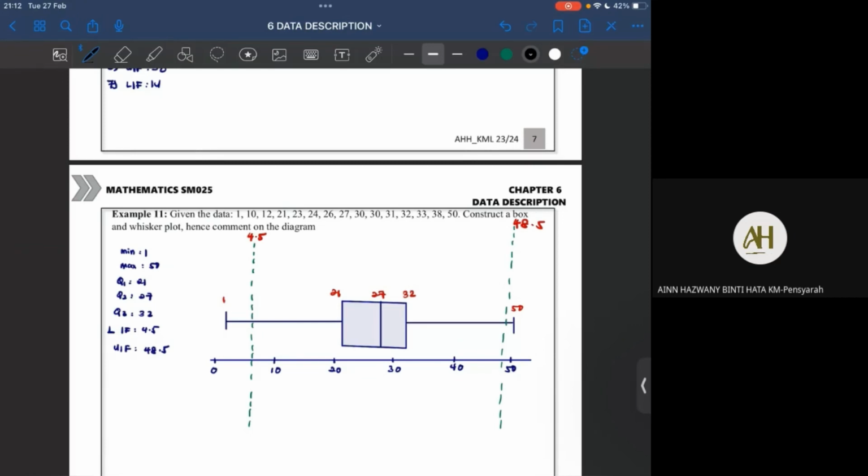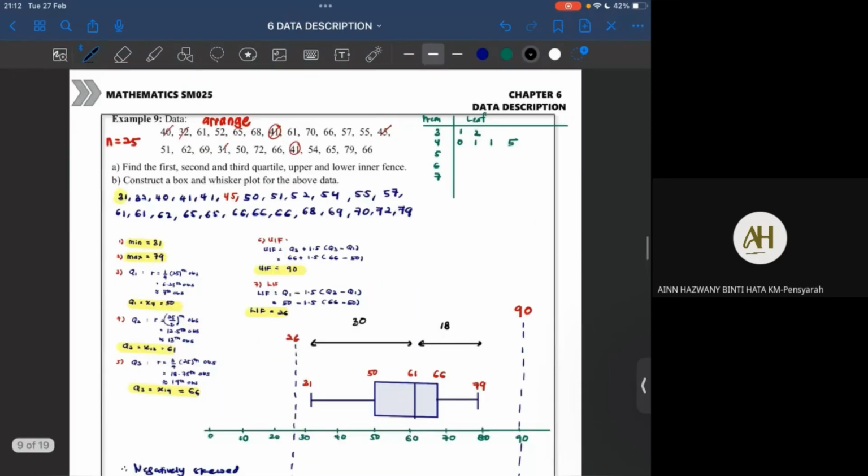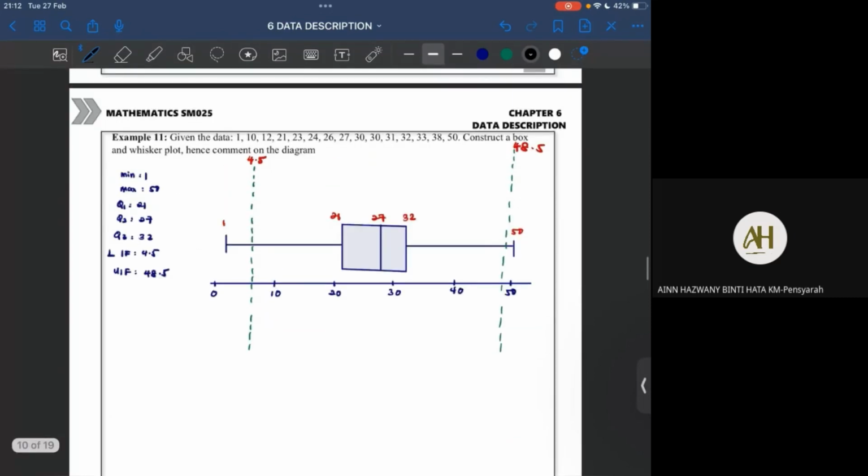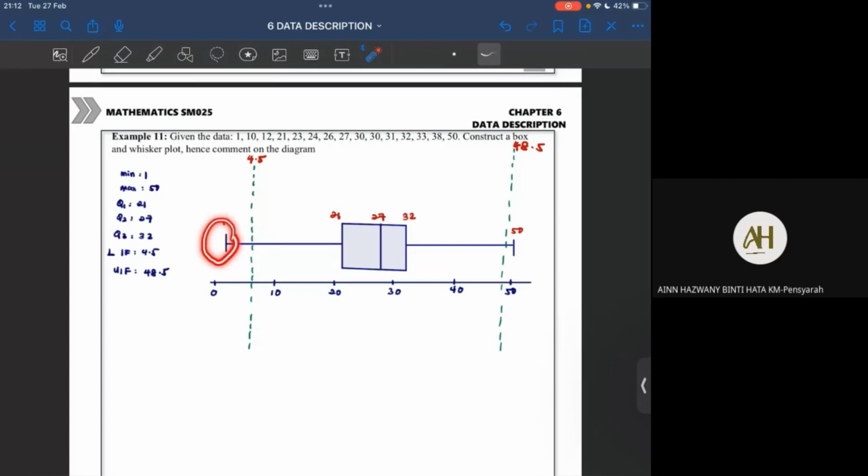Okay, sebelum kita buat komen kita, tadi saya ada cakap dekat kita punya example 9 ada cerita pasal outlier. So apa outlier ni? Ialah nilai yang di luar fence kita. Okay, nama pun upper inner fence, lower inner fence. Jadi semua nilai kena berada di dalam pagar. Okay. Kalau kamu perasan dekat sini nilai 1 ni berada di luar pagar kita.